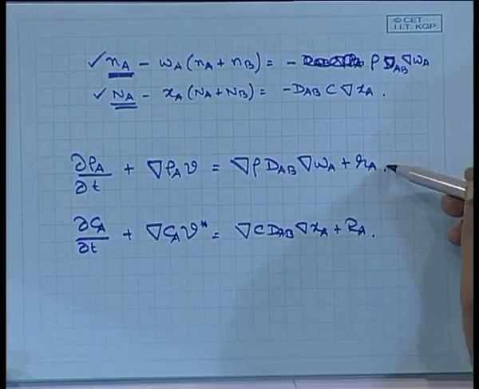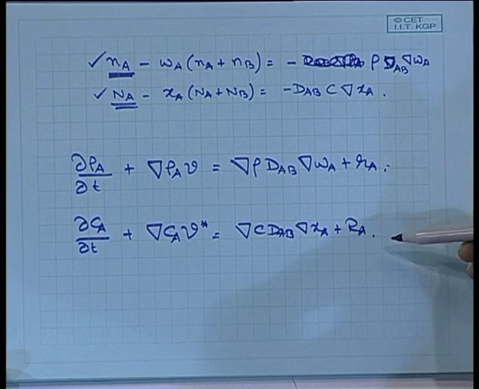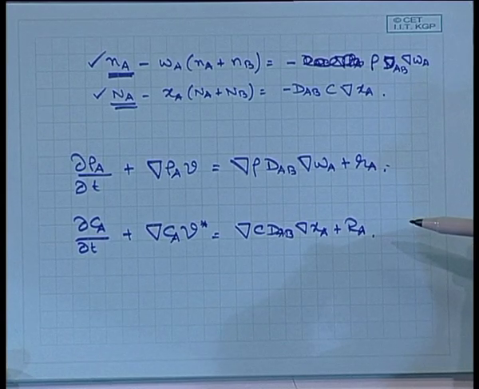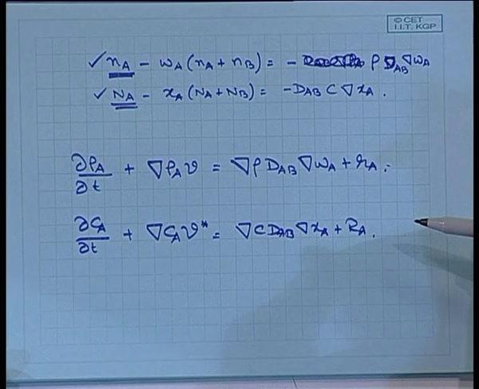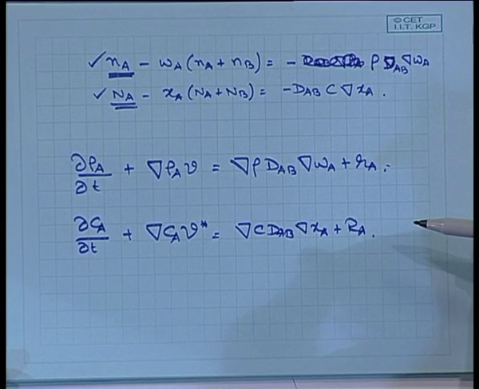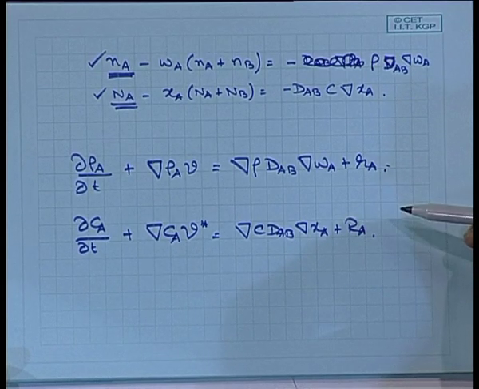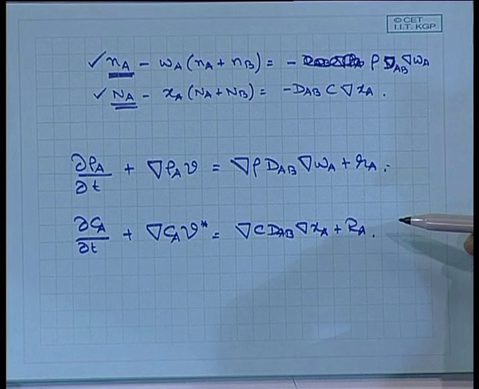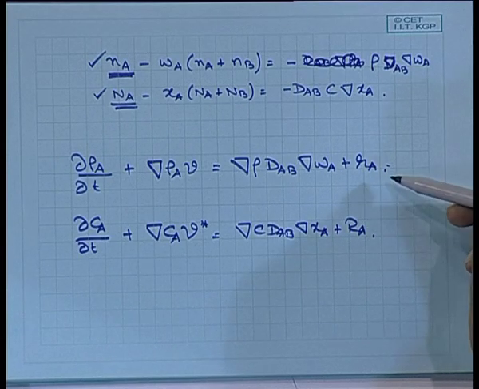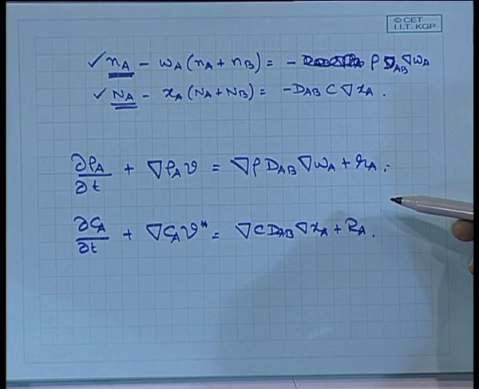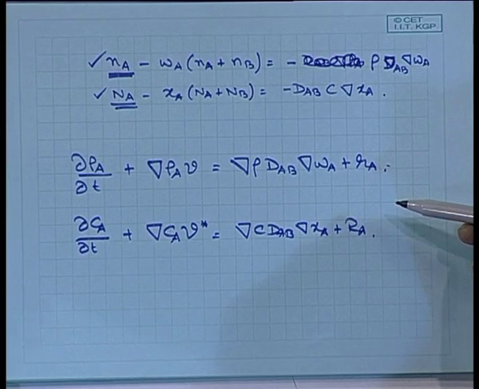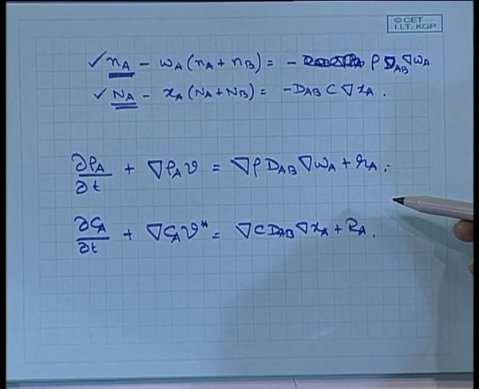So, these two equations are equivalent. One is expressed in mass terms, the other is expressed in molar terms. In one case, the velocity used is mass average velocity, in the other case the velocity used is molar average velocity. Apart from that, fundamentally there is no difference between these two equations. So, one can use either of these depending on the situation that we are going to deal with.